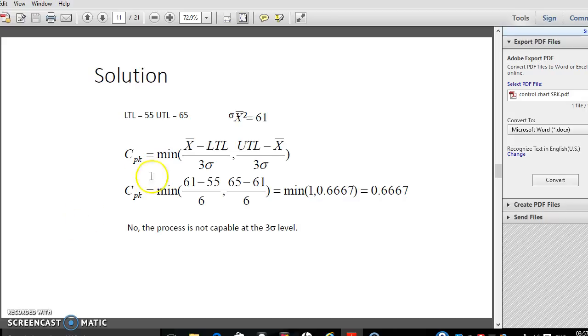So here is the solution. The lower tolerance limit is 55 and the upper tolerance limit is 65, and x bar is equal to 61. So Cpk is equal to the minimum of (x bar minus LTL) upon 3 sigma and (UTL minus x bar) upon 3 sigma. So here we find the minimum of 1 and 0.66667, which is 0.66667. So no, the process is not capable at the 3 sigma level.